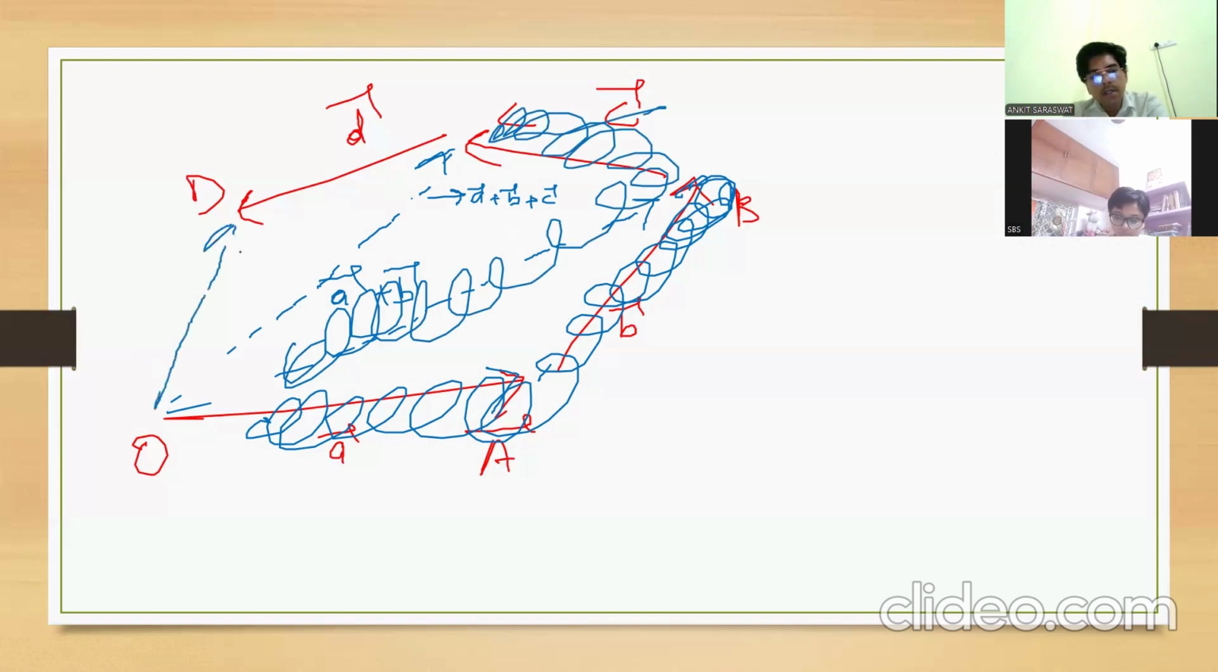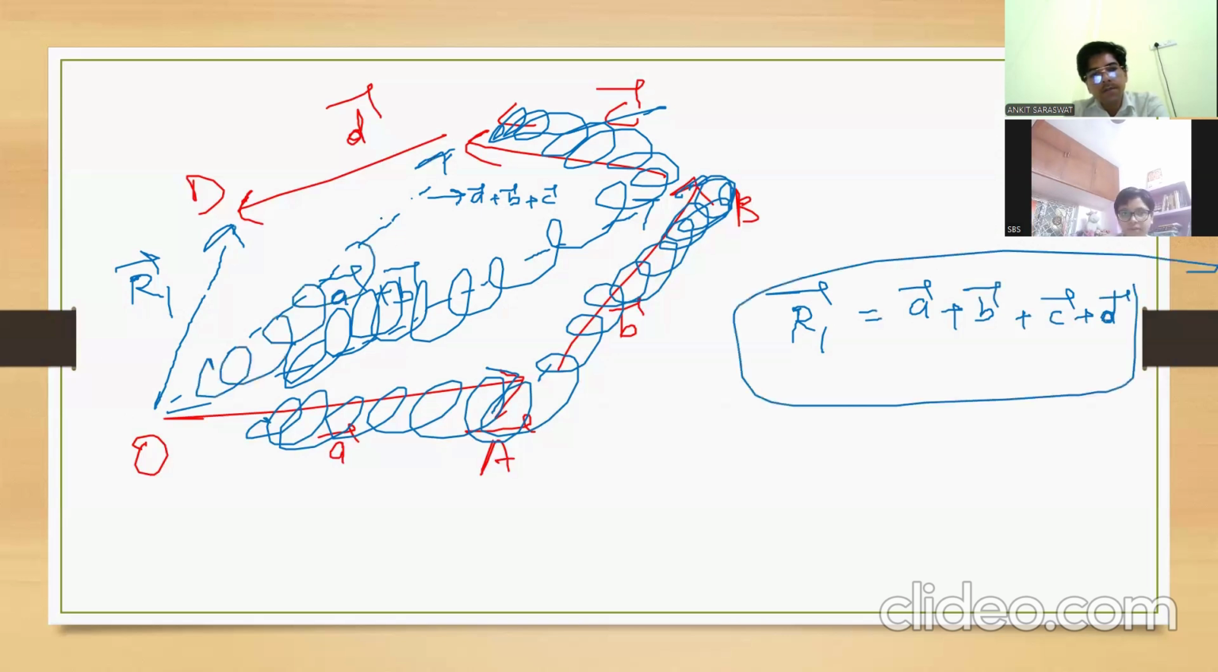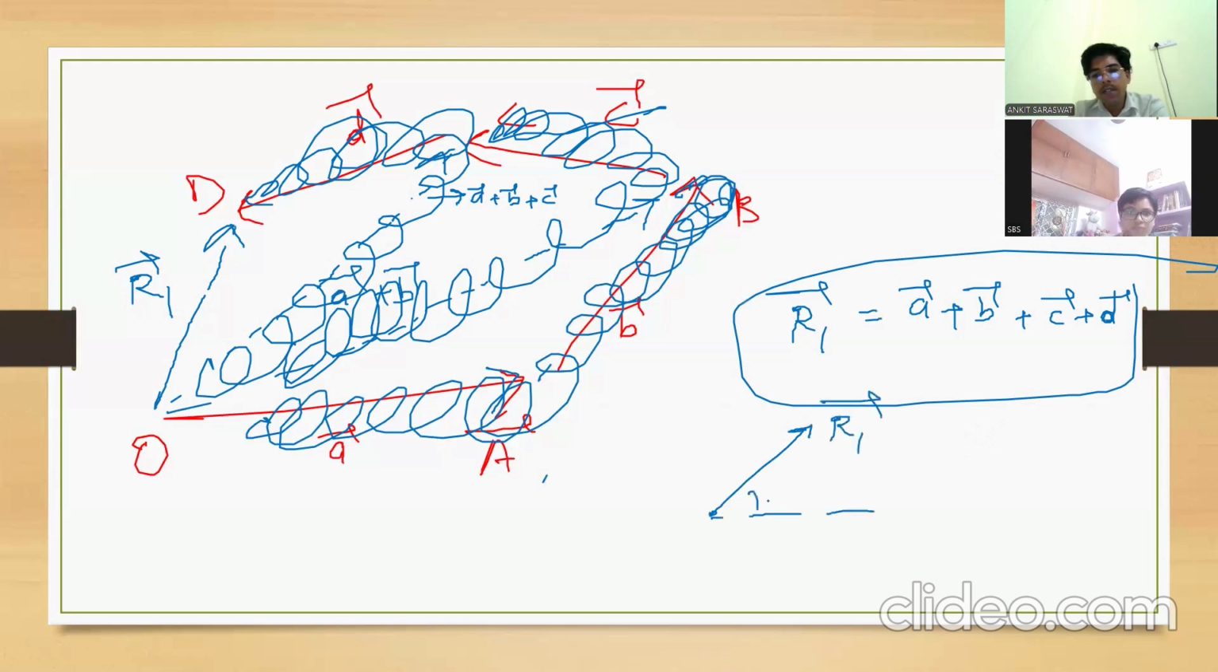I am asking this. This is final vector. It will be what? R1, A plus B plus C plus D. Clear? Now remove this. Now you got R1. That is our objective. How much angle it is making? That will tell the direction. I will tell how to find this alpha in the next lecture. Parallelogram law, angle. Clear?